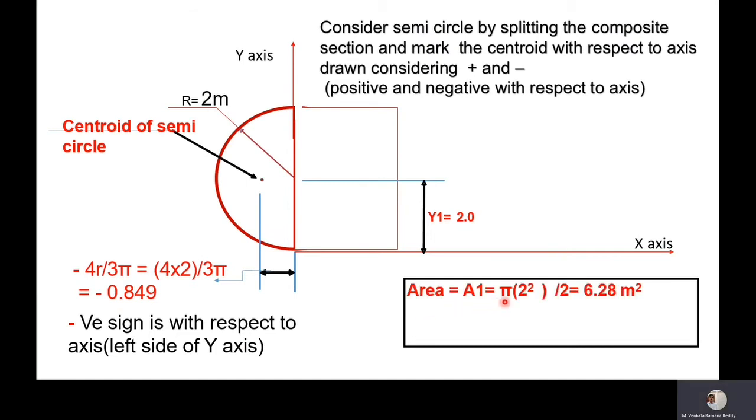Area A1 is equal to pi r square by 2, which is equal to 6.28 meter square. Then coordinates of centroid of a semicircle are minus 0.849 and 2.0. That is x1 is equal to minus 0.849 meters and y1 is equal to 2.0 meters. Next, we'll move towards finding the centroid of a rectangular section.